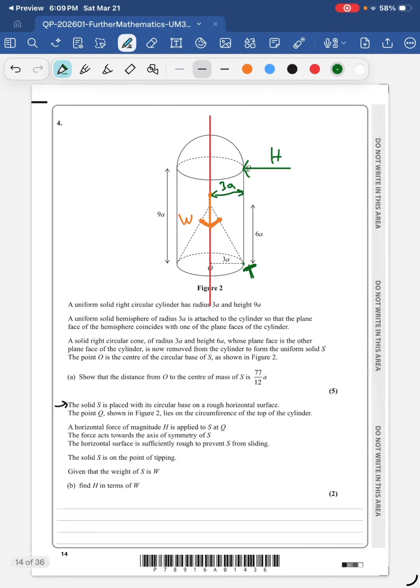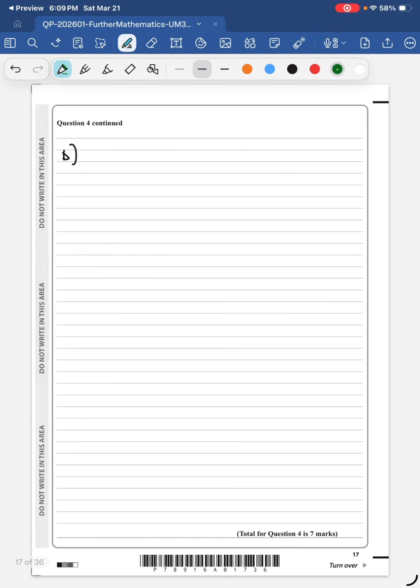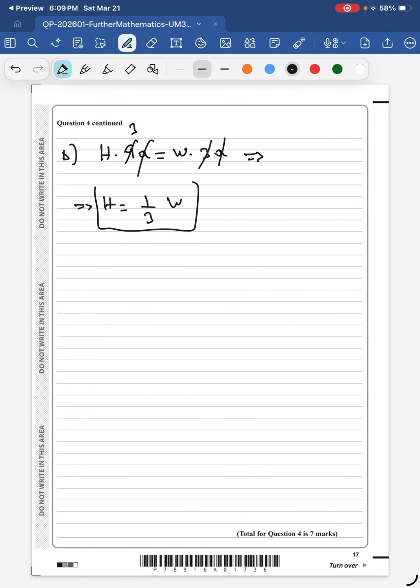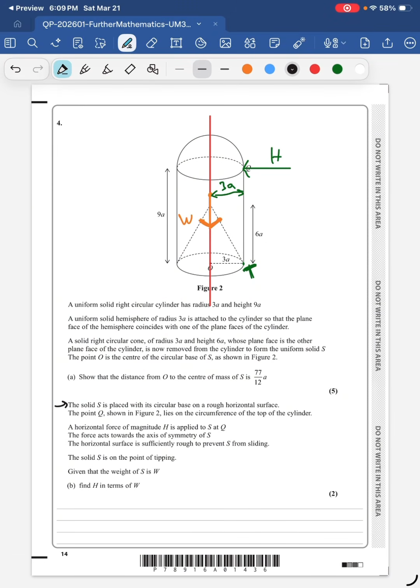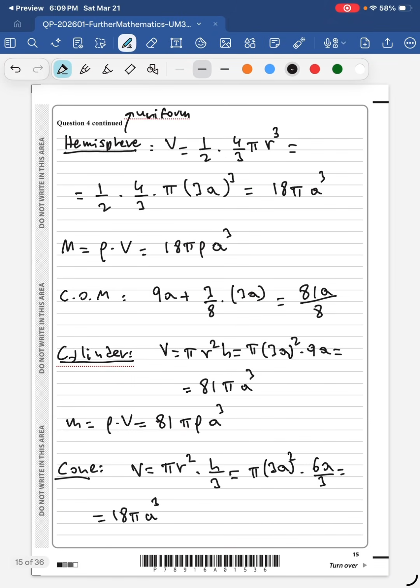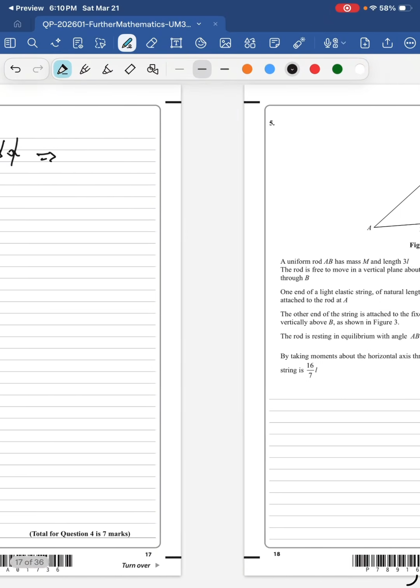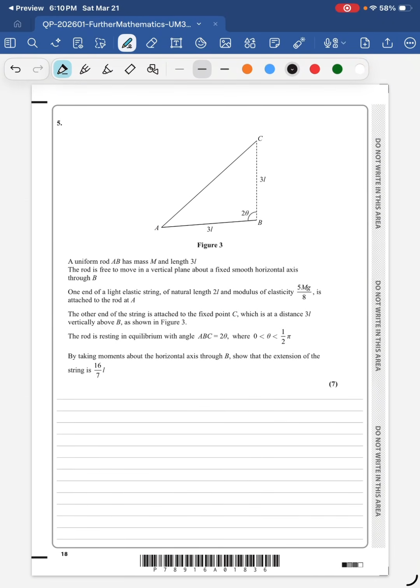So this is actually much simpler than it sounds, because if you take moments, you have H times 9a must be equal to the weight times 3a for balance, right? So a cancels, and then 3 simplifies, and we find H as 1/3 the weight. So if you apply more force than that, it's going to tip. Do they mention how much it's going to be? No. Again, I didn't really follow the mark scheme. Let me know if all these things are correct.